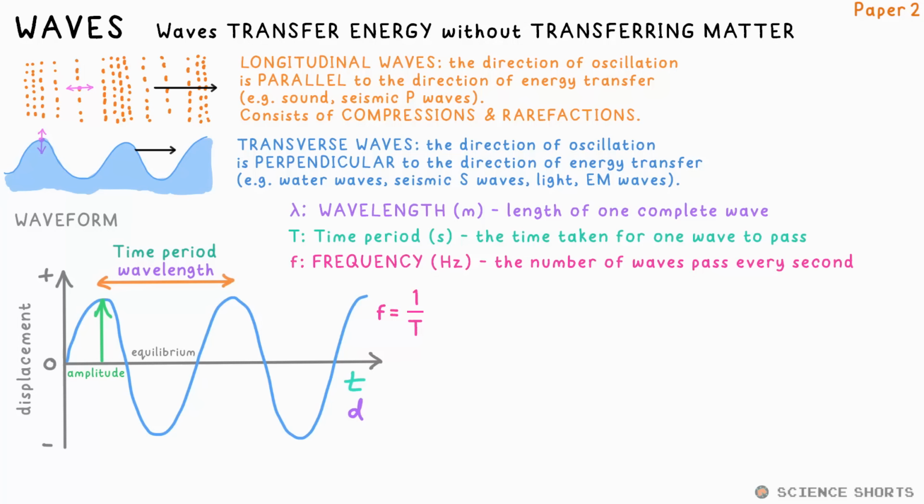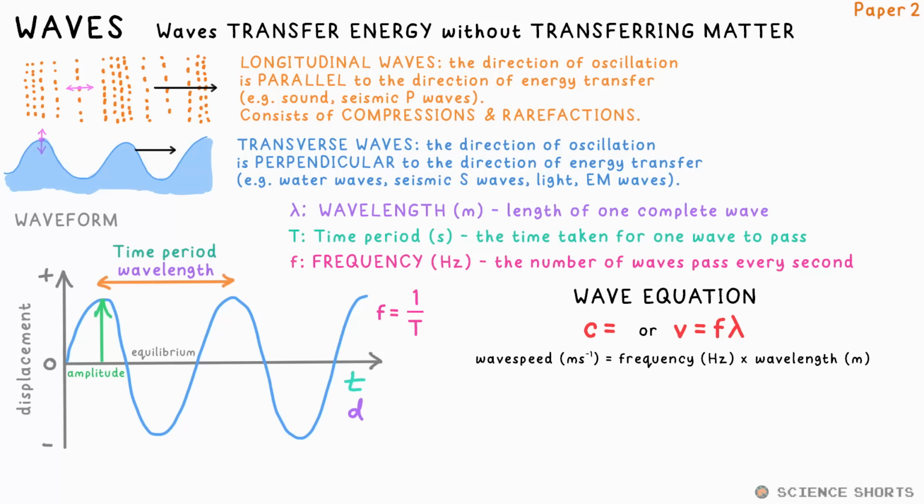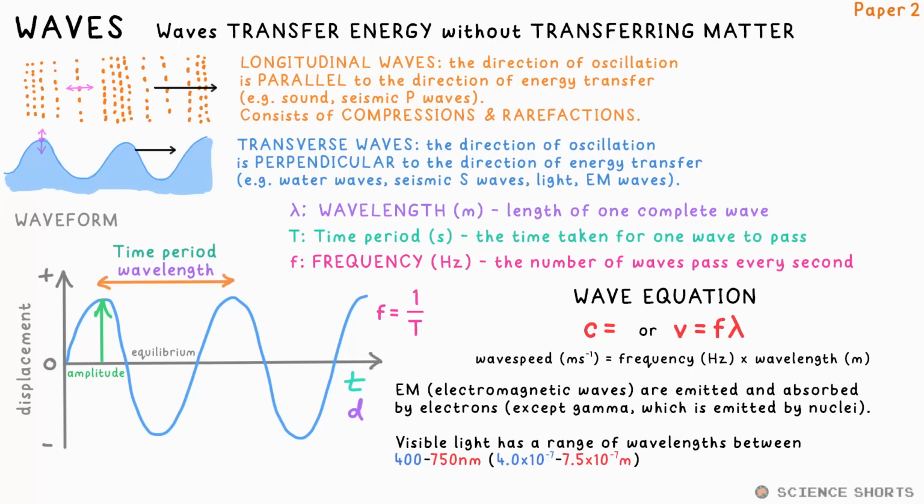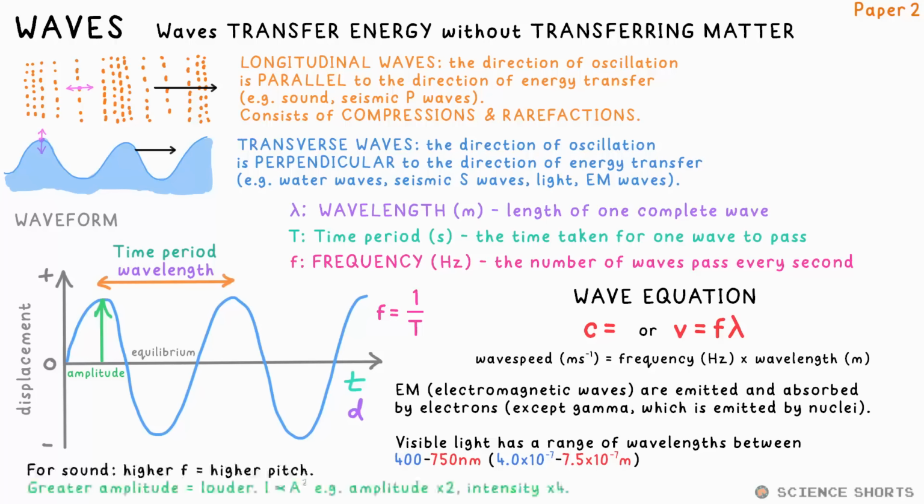The wave equation is this: v equals f lambda, or you might see c equals f lambda. That's wave speed equals frequency times wavelength. It's worth remembering that visible light wavelengths vary from around 400 to 750 nanometers, with red light having the longest wavelength and blue light having the shortest. The intensity of a wave is proportional to the amplitude squared. That means that if the amplitude doubles, the intensity quadruples.